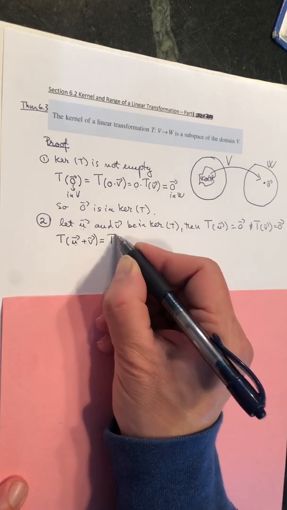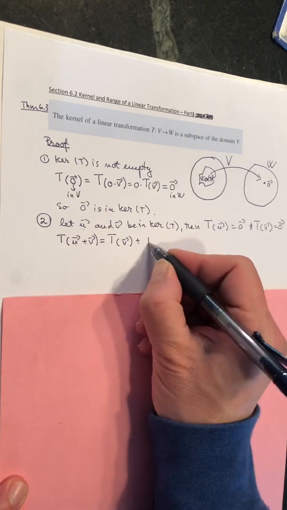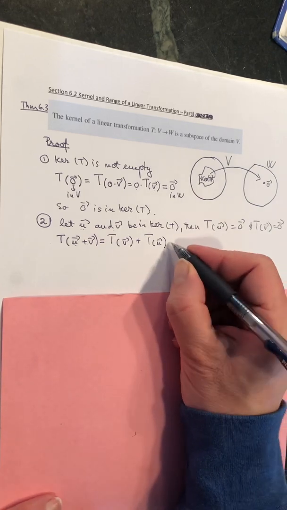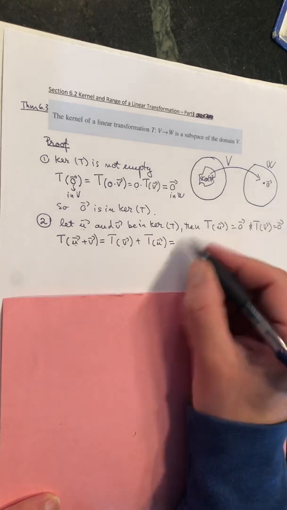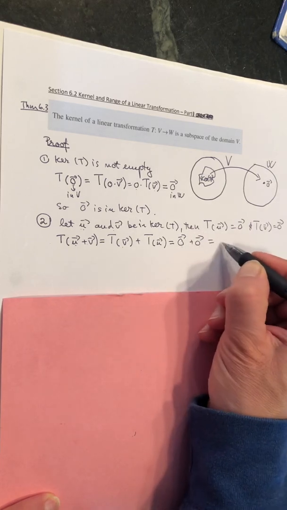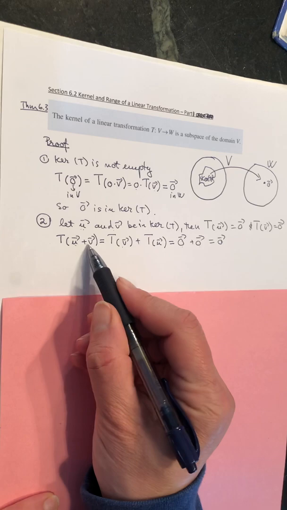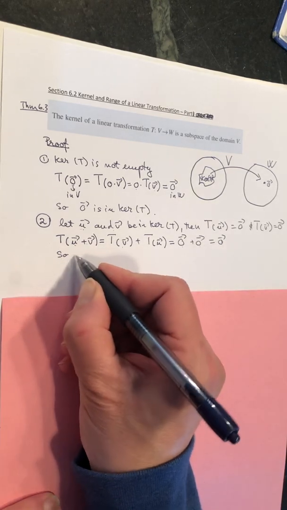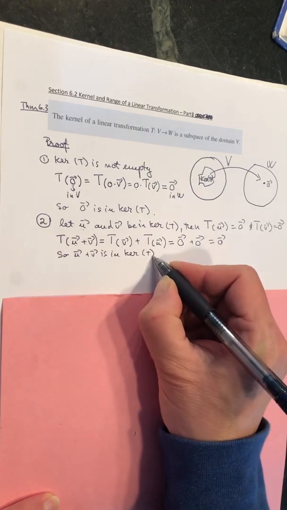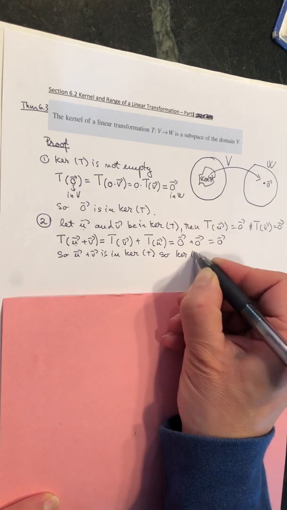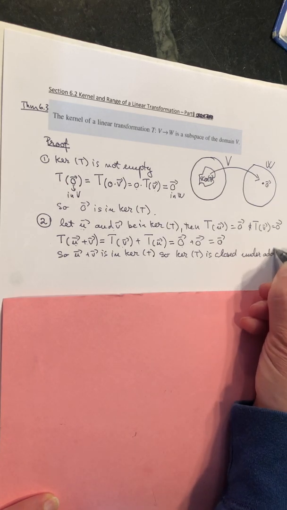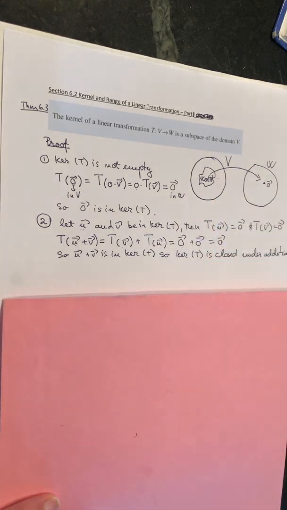Because T is a linear transformation, I can distribute the transformation and I have T of U plus T of V in this way. I already know that these guys both equal 0. So this is 0 plus 0. These are the zeros in W. Because W is a vector space, this equals 0. So here I showed that U plus V gets sent to 0. So what does that mean? This means U plus V is in the kernel of T. So the kernel of T is closed under addition, the addition defined in vector space V.